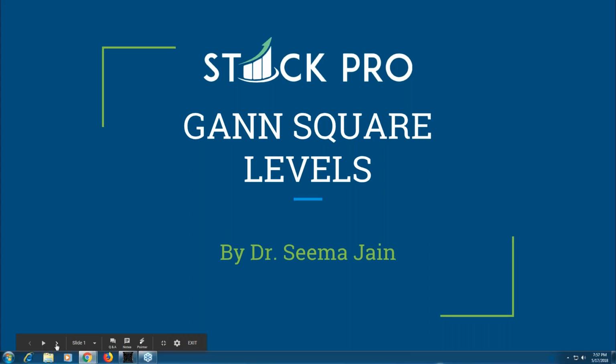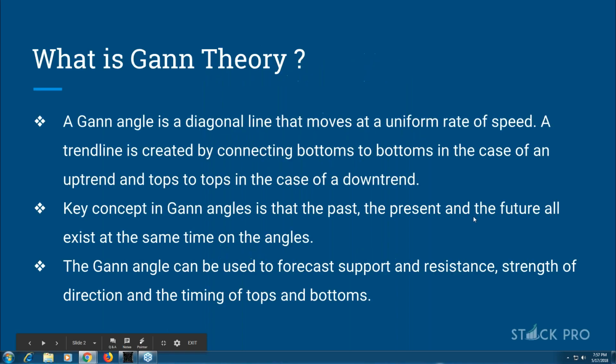So let's read about it. The Gann theory. What does Gann say? It says a Gann angle is a diagonal line that moves at a uniform rate of speed. A trend line is created by connecting bottoms to bottoms in the case of an uptrend and tops to tops in the case of a downtrend.